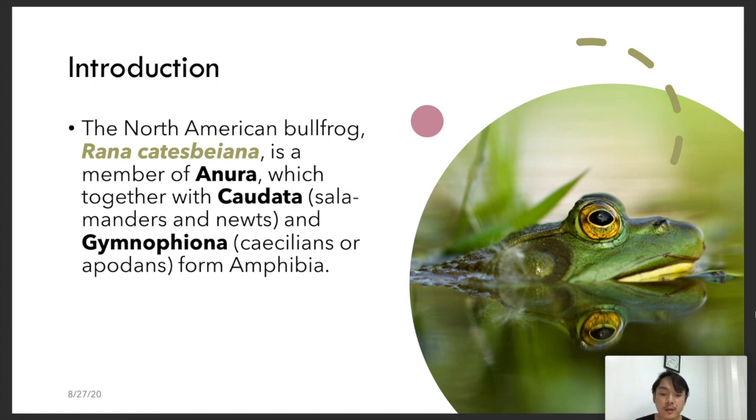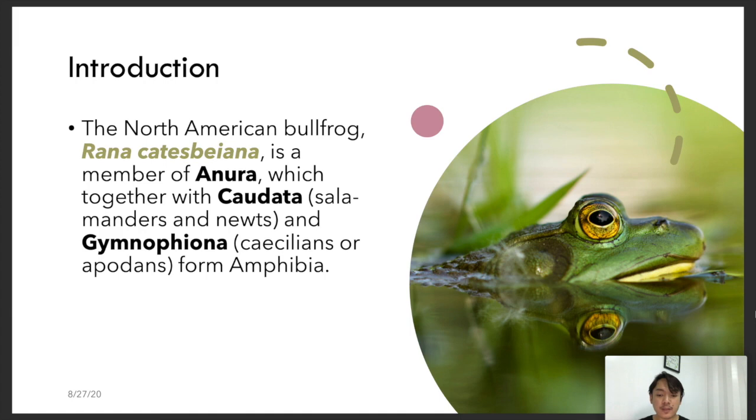together with Caudata, salamanders and newts, and Gymnophiona, caecilians and apodans, form the class Amphibia. So amphibians are organisms or animals that can dwell both in land and water. So because they are amphibians, the North American bullfrog Rana catesbiana is widely used for experimentations.